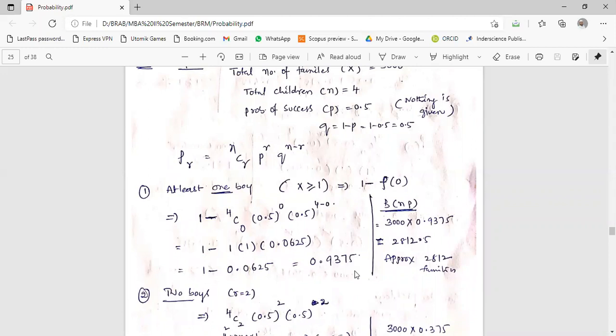You have to convert that percentage into a number. Then what do you have to do? You multiply that percentage with the total number of families. 3000 families are there. So 3000 into 0.9375 is equal to 2812.5. That means approximately 2812 families are there. This is the answer. The same is shown here: 0.9375 means 93.75%, but he is asking for the number.